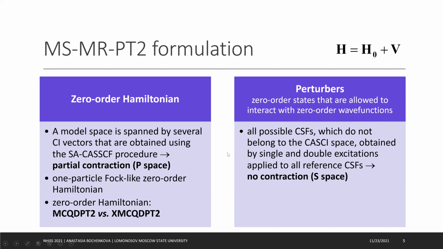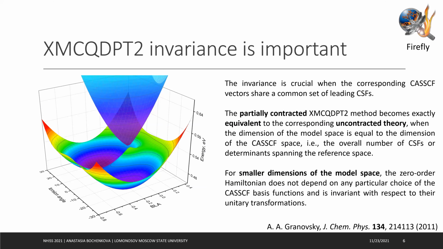Okay, and then the zero-order states that are allowed to interact with our CASSCF states are all possible configuration state functions which do not belong to our CASCI space. These are obtained, of course, by single and double excitations. We have no contraction in our secondary space, and that's the difference between, say, MCQDPT and CASPT2 theories. We actually think that the invariance of XMCQDPT, which the theory itself has been developed and implemented into the Firefly package by Alex Granovsky.